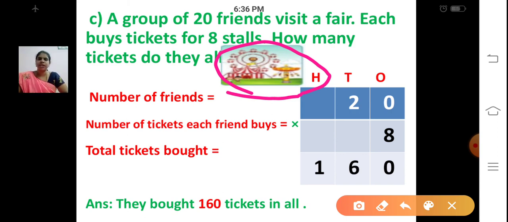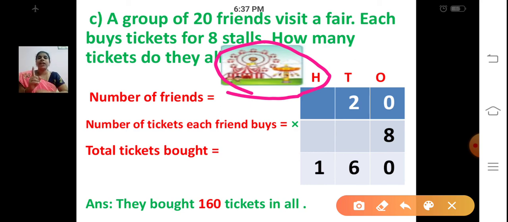So how many friends are going? 20 friends are going to the trade fair, right? So the number of friends is 20, and each buys tickets for 8 stalls. So each friend is buying 8 tickets for 8 stalls. How many tickets do they all buy? So altogether how many tickets did they all buy? That we are going to find out. So we know each friend buys 8 tickets for 8 stalls, right? So now we are going to find out the total tickets.